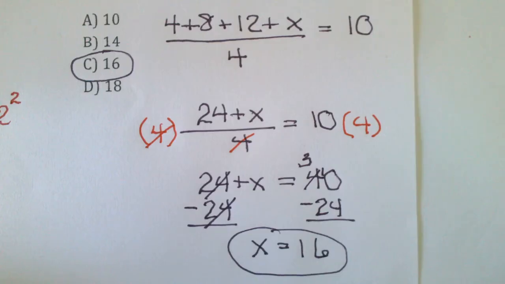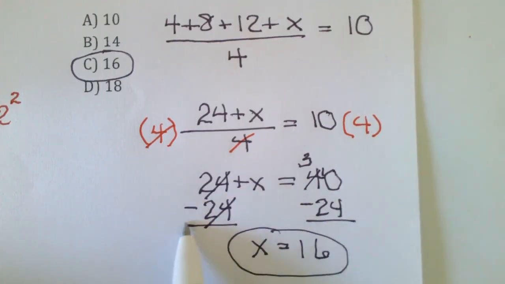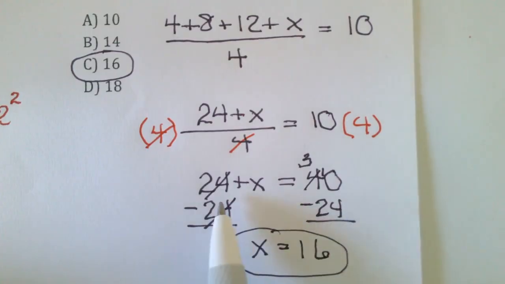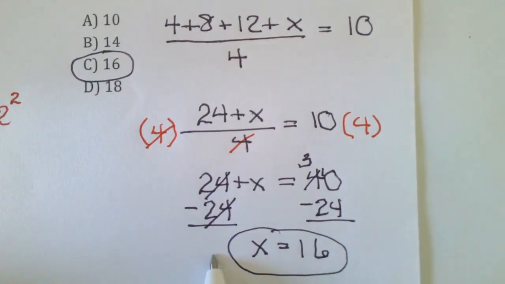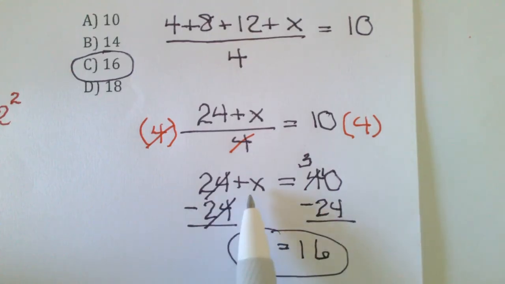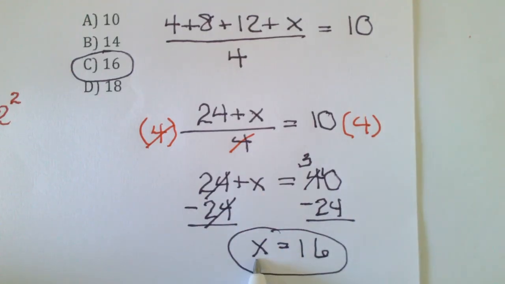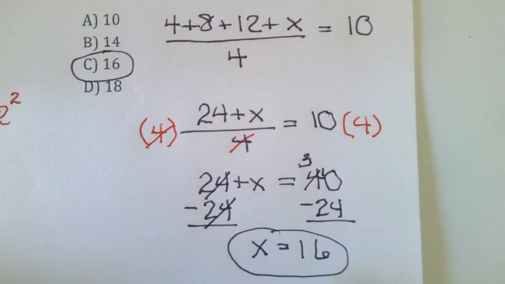Why negative 24? Because you have to subtract. You have to do the opposite in order for them to cancel out, because 24 minus 24 will give me 0. I don't need to bring the 0 down because 0 is a placeholder. I still have this plus x that needs to come down. All right? So that's why you always want to do the opposite, the inverse, in order for you to get your x isolated. Okay?